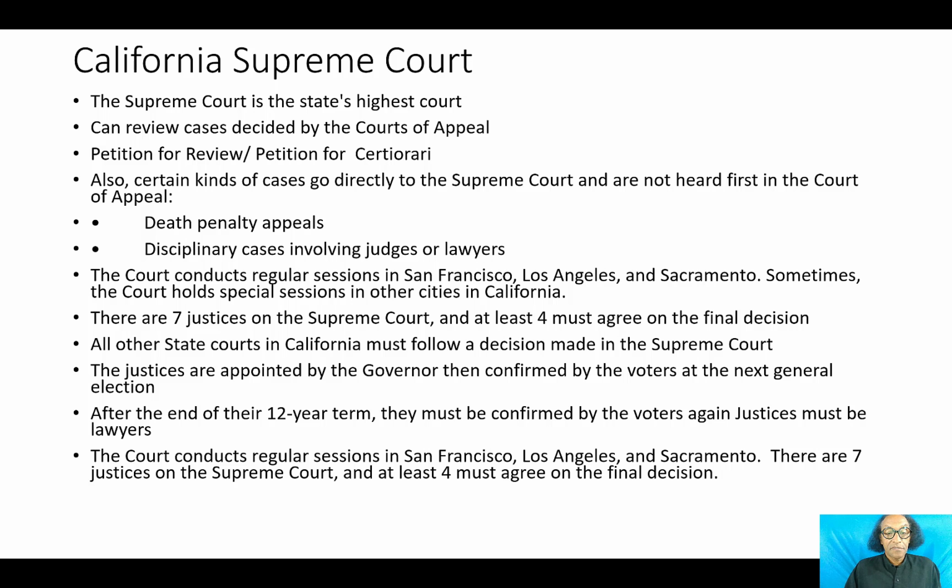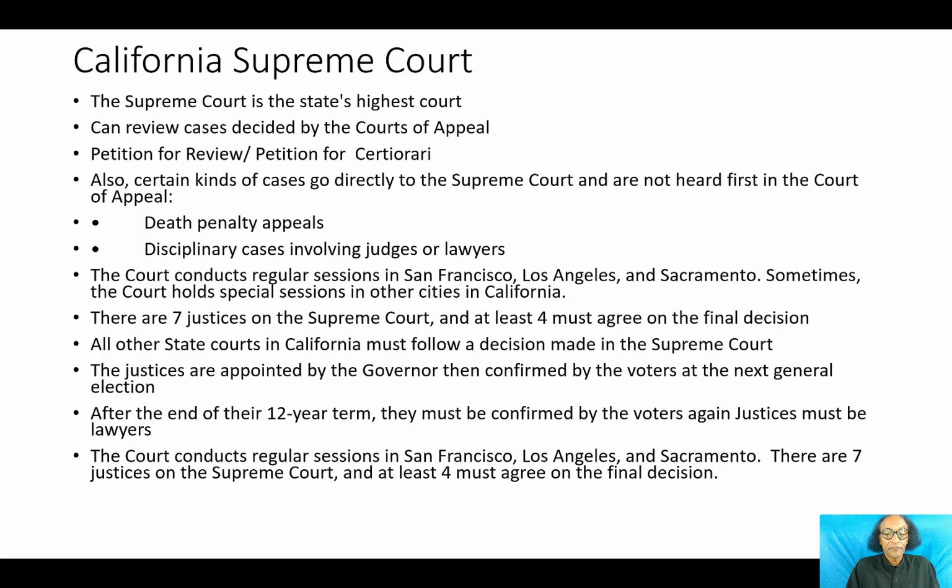There are 7 justices on the California Supreme Court, and a majority of at least 4 must agree on a final decision. And as you recall, the U.S. Supreme Court has 9 justices, and you need at least 5 to issue a final decision. And all other state courts must follow a decision made in the Supreme Court, meaning that state Supreme Court precedent, as well as Supreme Court precedent of the United States, are supreme, and therefore must be followed by the lower courts, whether they like it or not.